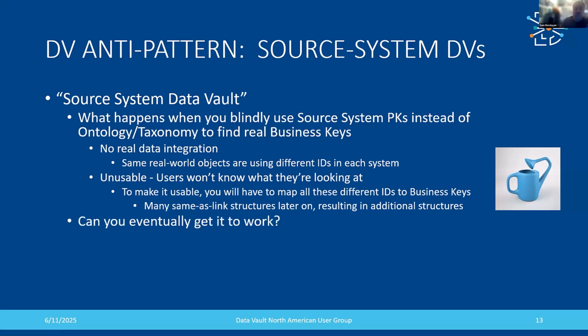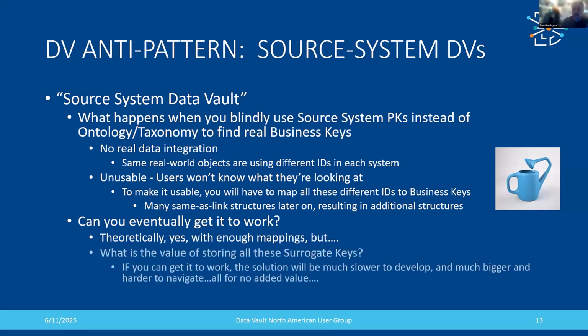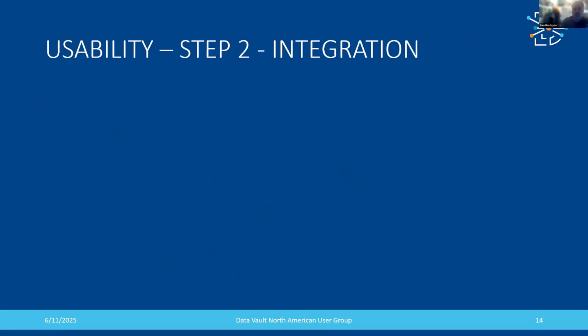Now, can you make this work? Yes, of course you can make it work, but who wants to do this? You're going to go through tons of effort creating a whole bunch of mappings, right? And in the end, the value added is going to be probably close to zero. So there's no point in doing this. You want to stick to the business keys. Even though it's work, you've got to talk to the business. You've got to do ontologies, taxonomies, but this is how you set yourself up to add true value to the business. So those are the business keys.